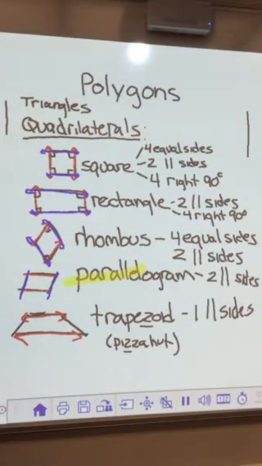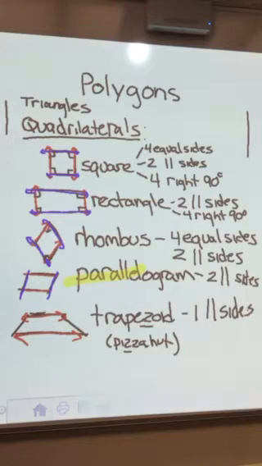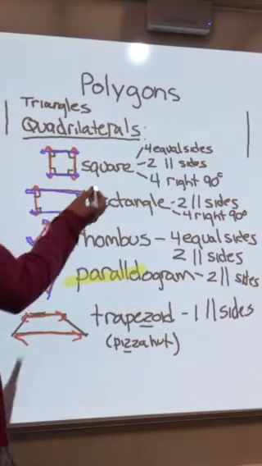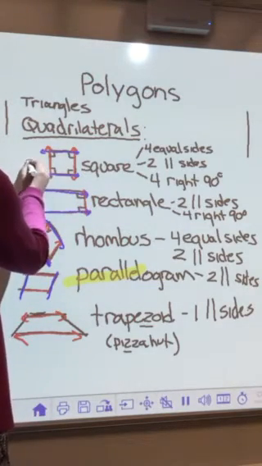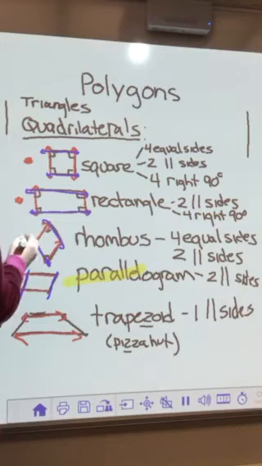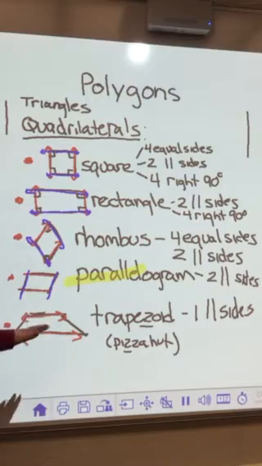Polygons is just a word for a closed figure that has three or more sides. Three-sided figures, triangles. This is particularly our four-sided figures. And four-sided figures are called quadrilaterals. Have four sides. I know this is tons of information. You have to start remembering how to identify these five shapes, these five quadrilaterals.